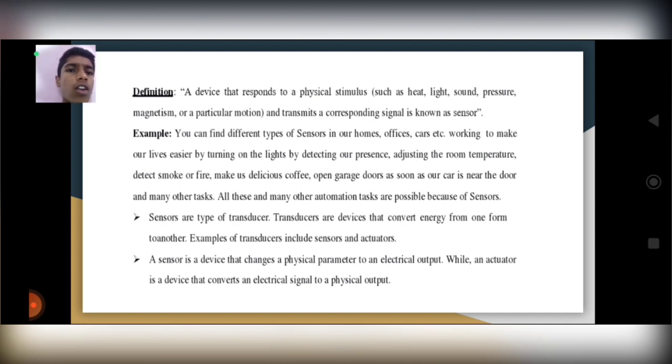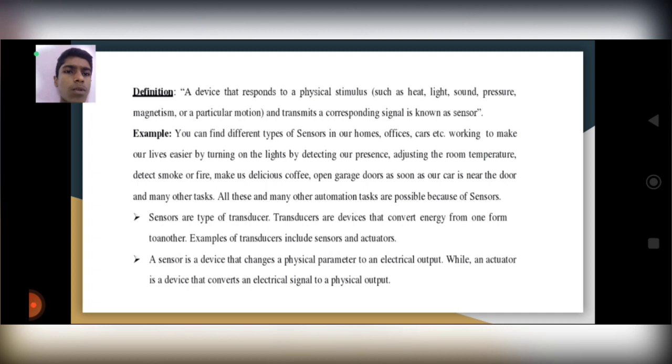Example: you can find different types of sensors in your homes, offices, cars, etc. They work to make our lives easier by turning on lights by detecting our presence, adjusting the room temperature, detecting smoke or fire, making us delicious coffee, opening garage doors as soon as our car is near the door, and many other tasks. All these automation tasks are possible because of sensors.